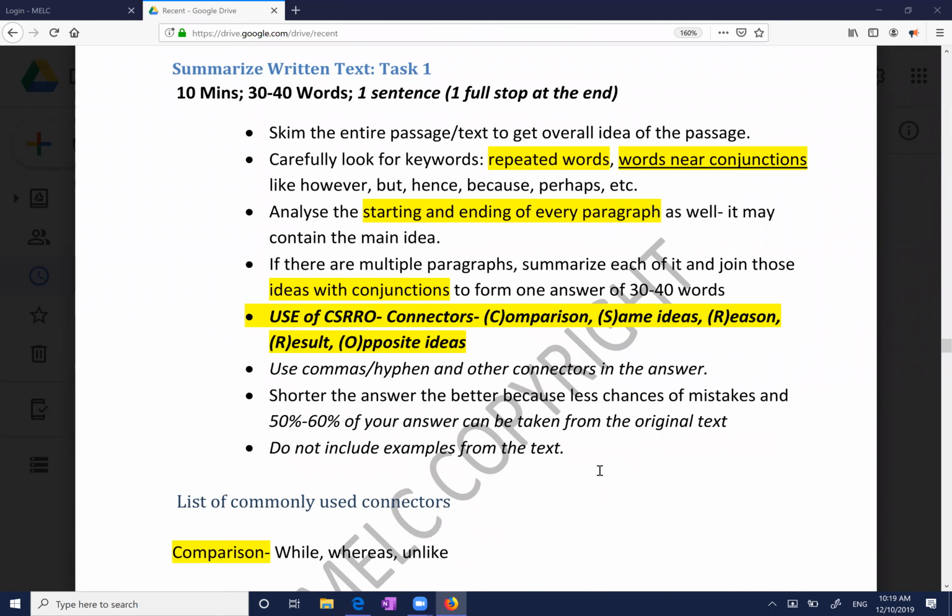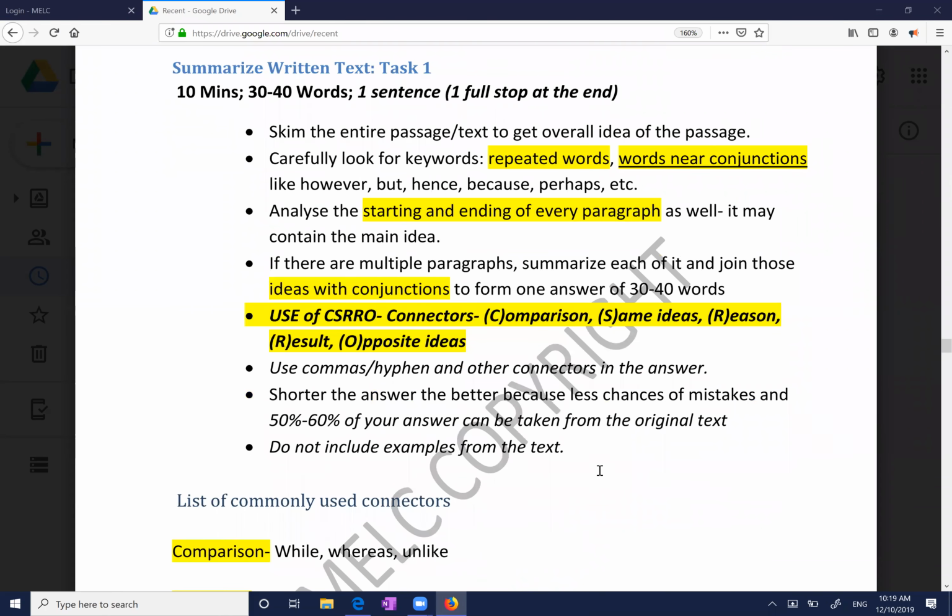For example, let's start with writing task one. Writing task one is a 10 minutes task where we write down 30 to 40 words. That's what we recommend. However, what is recommended by PTE is 5 to 75 words. If you want to know, I'll show you in a minute why 30 to 40 words or even less than 30 words are acceptable. That's important for you guys to know.